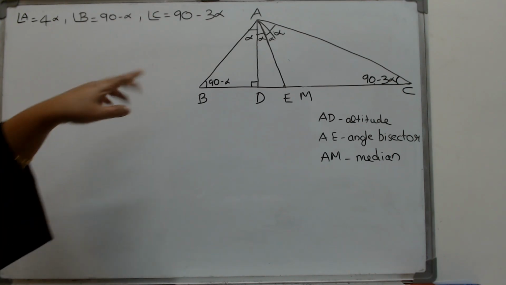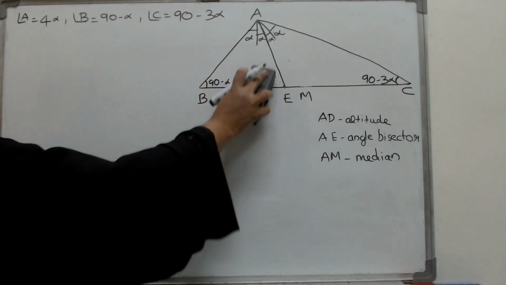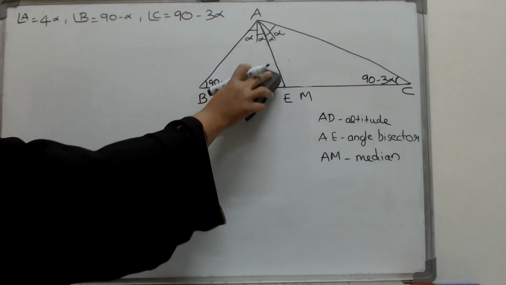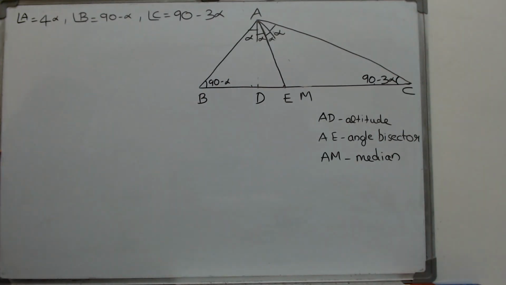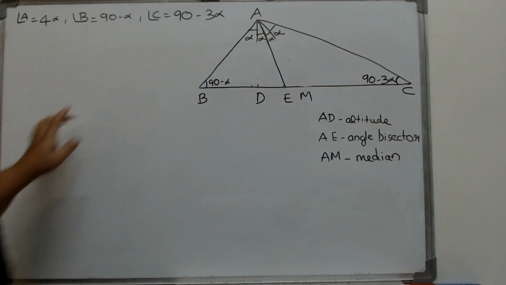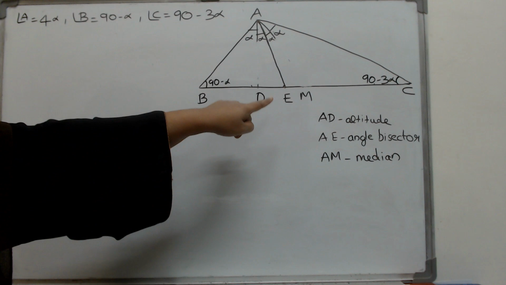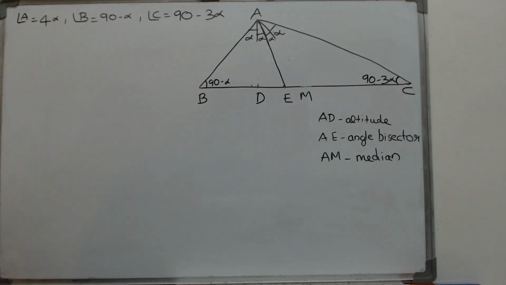Now AD has served its purpose. It has finished its duty. We don't need it anymore. So let me remove it. What is the second line? It is AE. It is the angle bisector. It divides angle A into 2 equal parts.